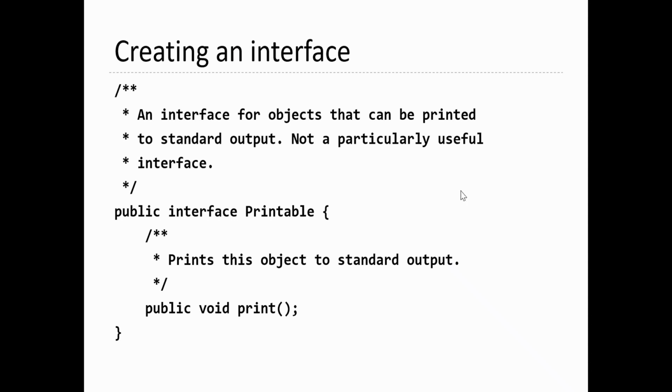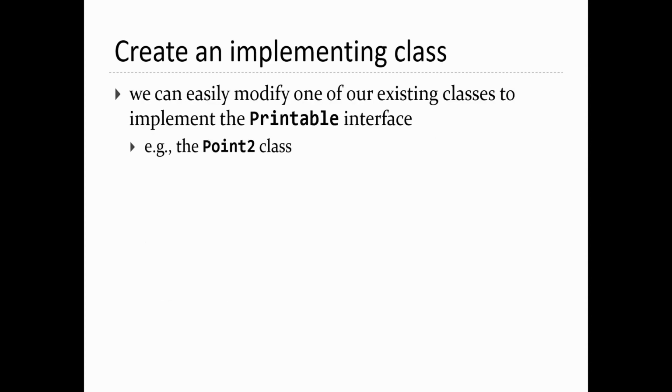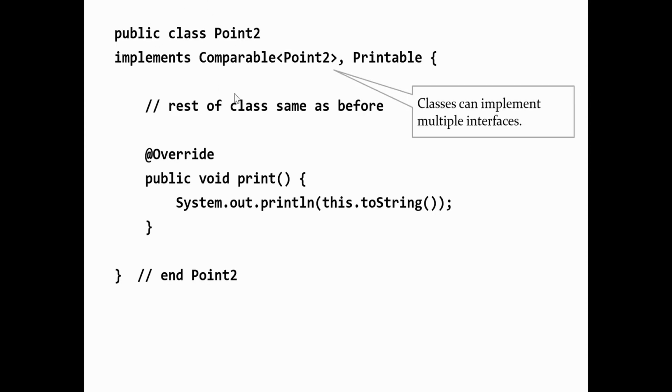Now you can take any class that you have access to its source code, and you can make it implement the interface. So for example, I can take the Point2 class, and I can now say Point2 implements the Printable interface. Point2 we've already modified once to implement Comparable. A class can implement as many interfaces as you want, so we can also implement the Printable interface. You just separate the interfaces with commas. And a lot of the classes in the standard library implement many interfaces.